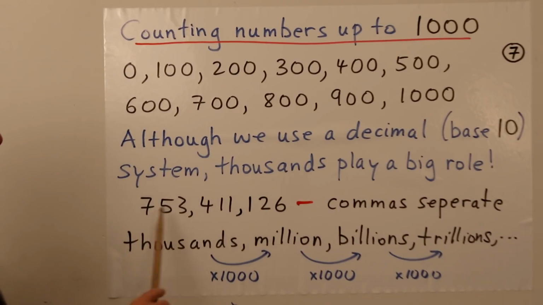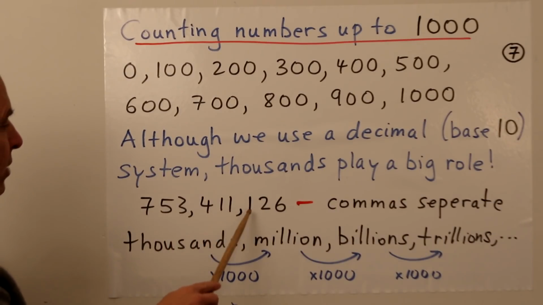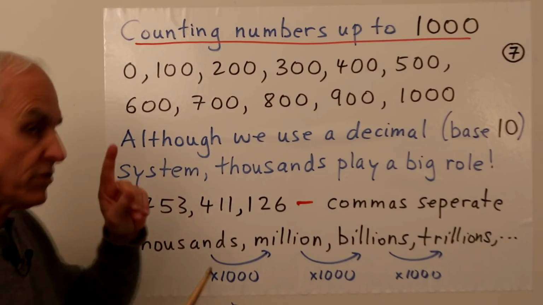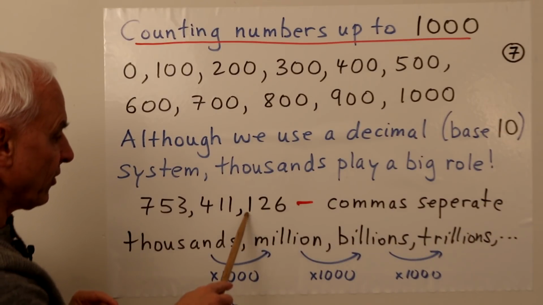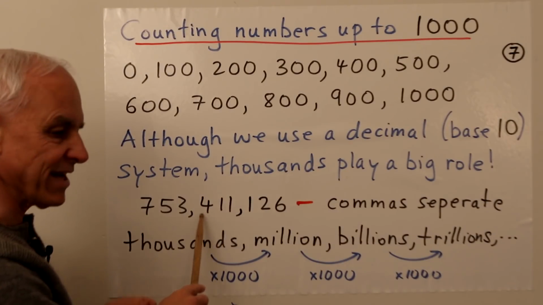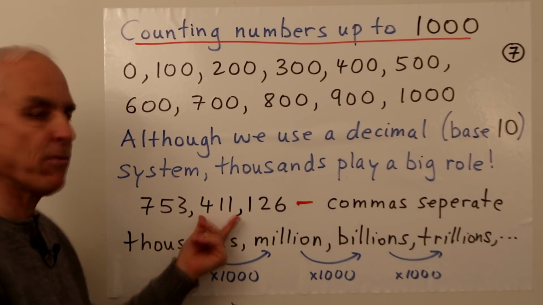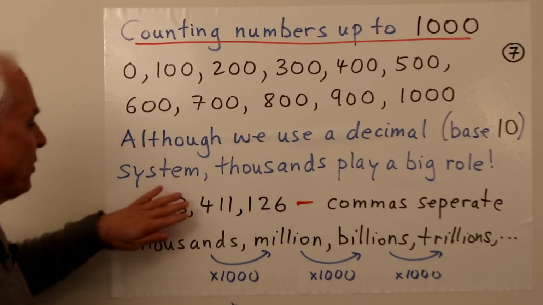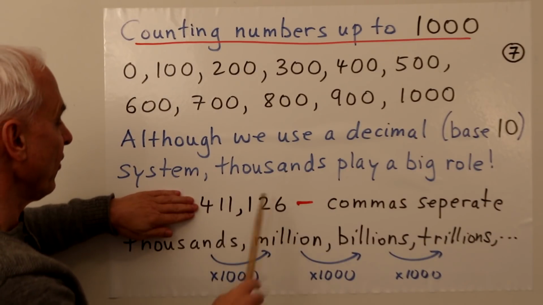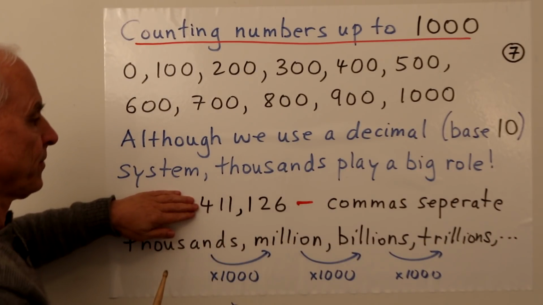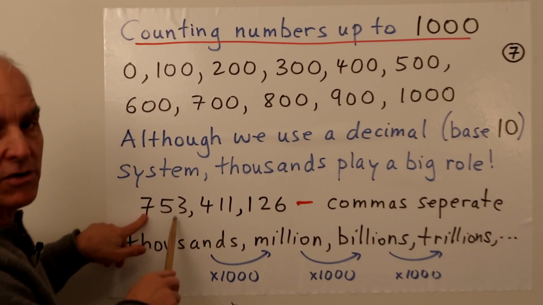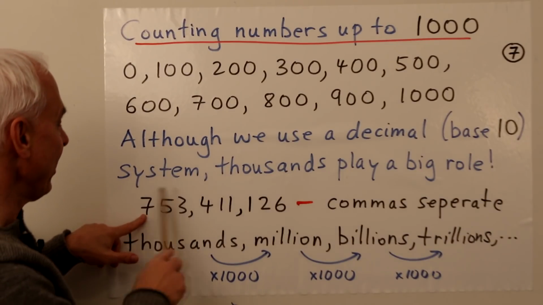So something like this, 753, 411, 126. The way to understand it is maybe to start from the right-hand side. So here's 126. And then this next group of 3, which is 411, represents the number of thousands. So if we just had this here, it would be 411,000 and 126. So we read it in groups of 3. If we add a further group of 3, 753, we would read this as millions.